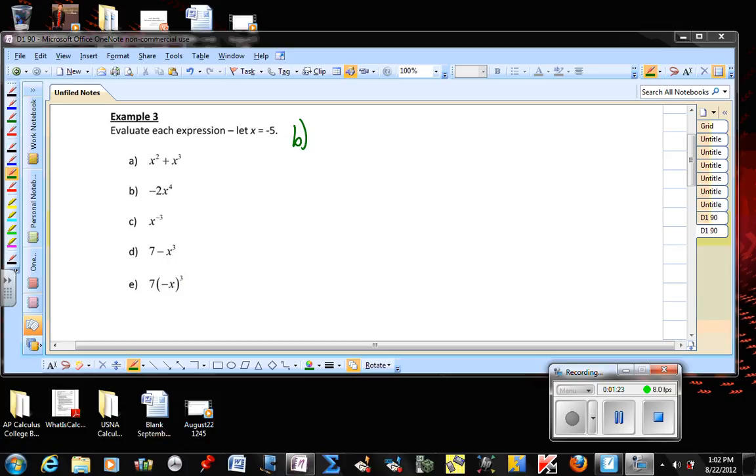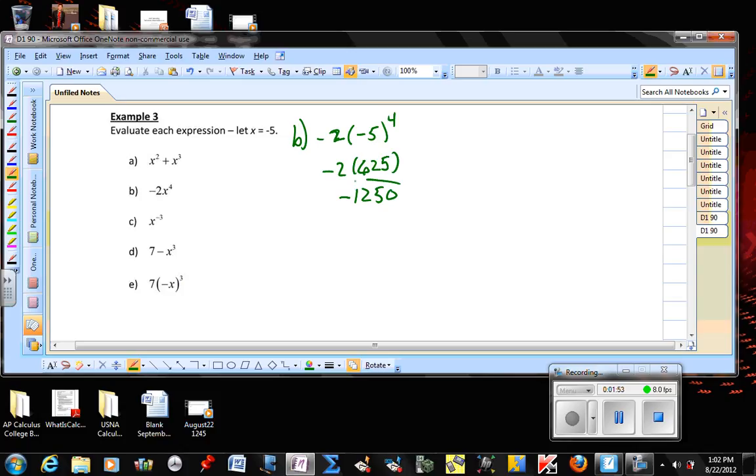Okay, in part B, we need to remember our order of operations. We have -2 times -5 to the fourth power. So we have multiplication, and we have to work with exponents. We work with exponents before multiplying, so this is going to be -2 times, let's see, -5 to the fourth power. -5 times -5 times -5 times -5. That's positive 625. -2 times 625 is negative 1,250. Be careful, make sure we do our steps in the correct order.